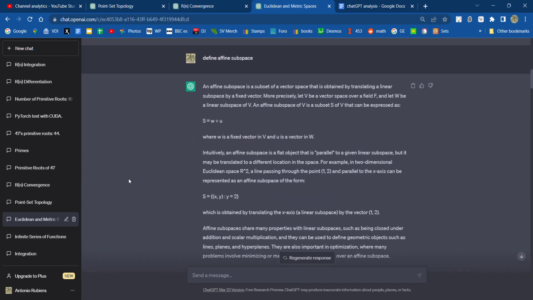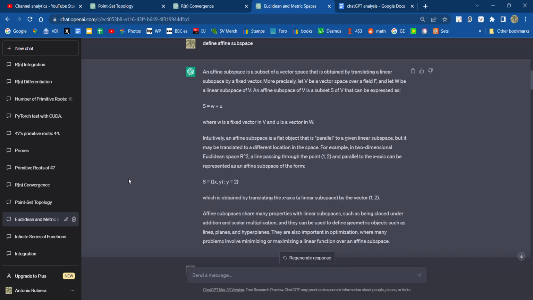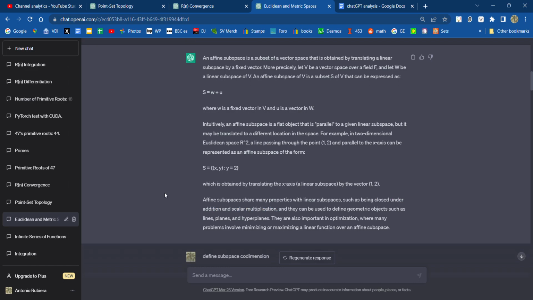Nice. Define an affine subspace. Translates a linear subspace by a fixed vector. So it preserves length. I think it's the way to think about it, in my opinion. Closed under addition and scalar multiplication. Used in geometry.